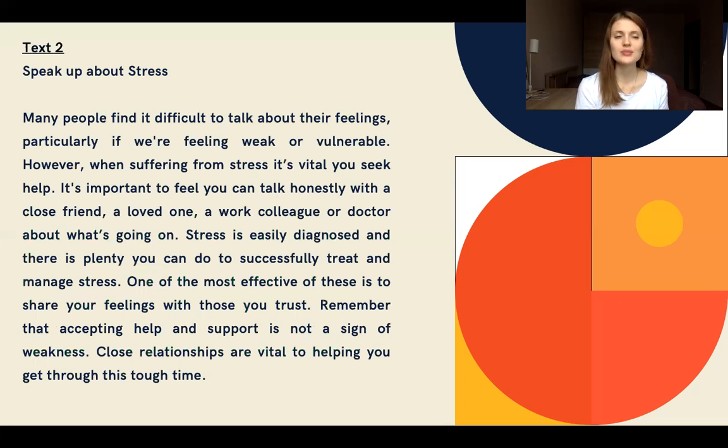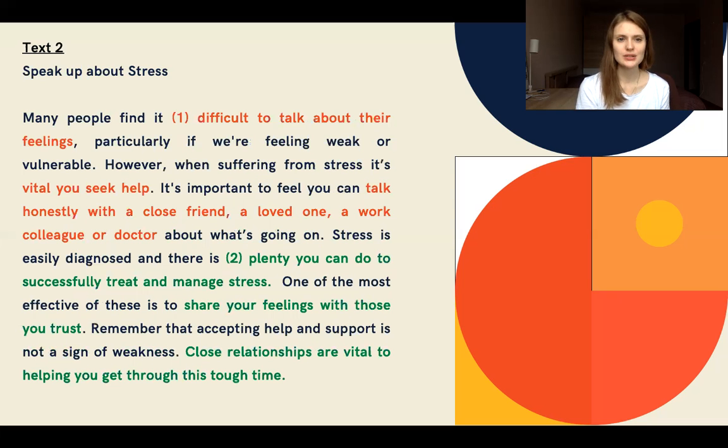Okay, the second procedure is about text 2. Read it and identify the 2 key points. Okay, good. So the first key point is about the fact that people experience certain difficulties when acknowledging their emotions and feelings, and it's quite difficult to do this, and not many people are willing to do that.